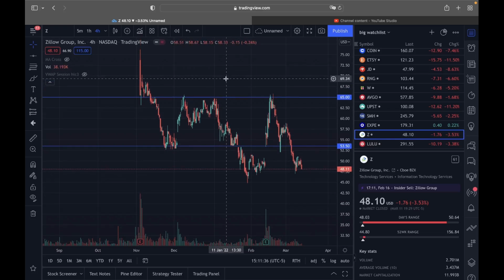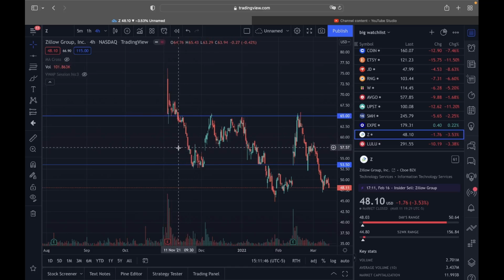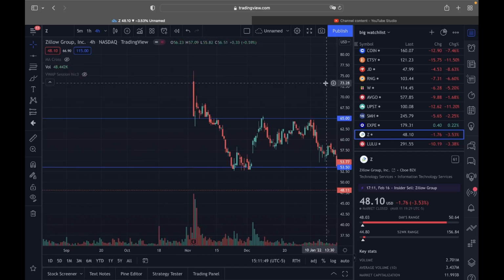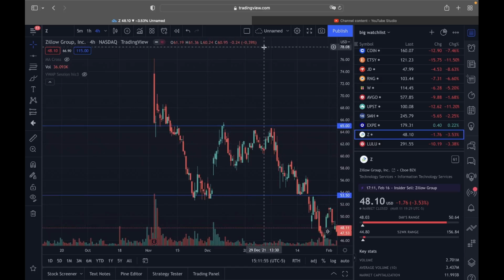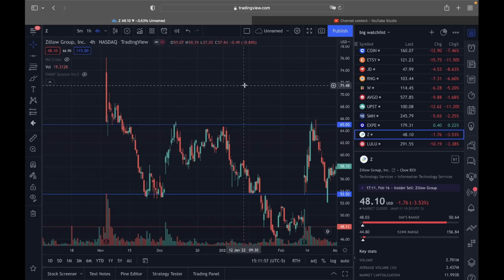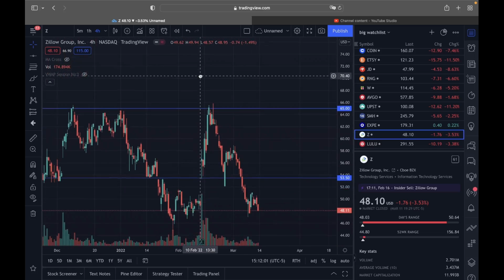And another thing that is very important, supports turn to resistances. So if we look at this price right here, we had this big move down followed by some support at the 65 level. Then once we broke the 65 level, we came back up, we used it as resistance, and ever since then we've been using it as resistance. So this support level turned into a resistance level.